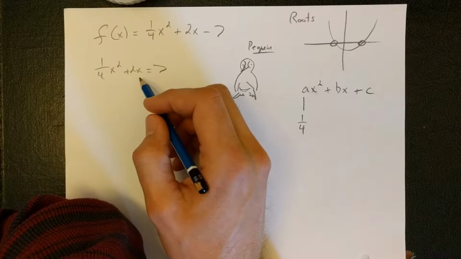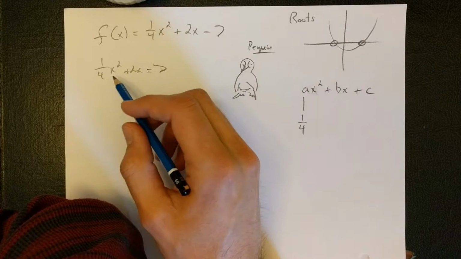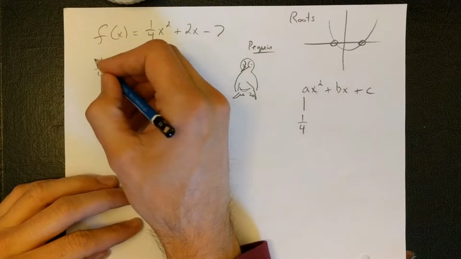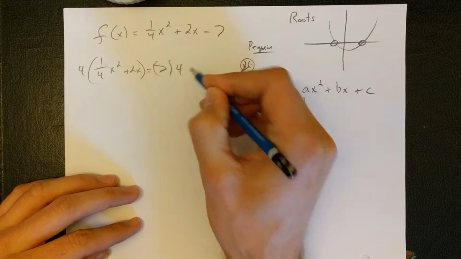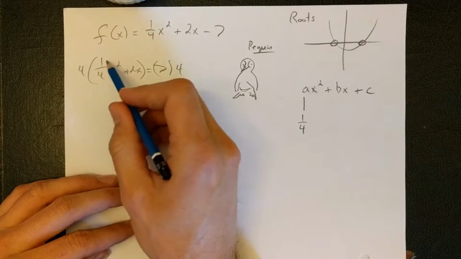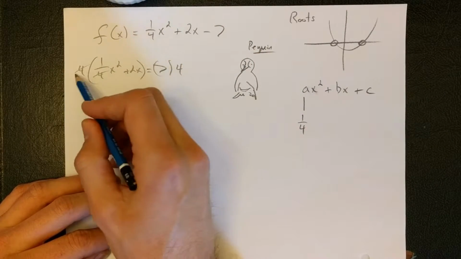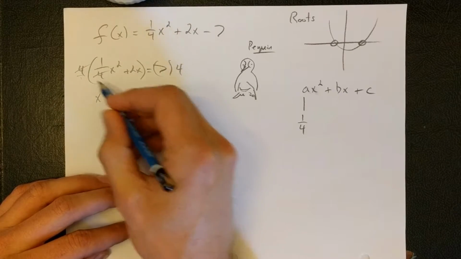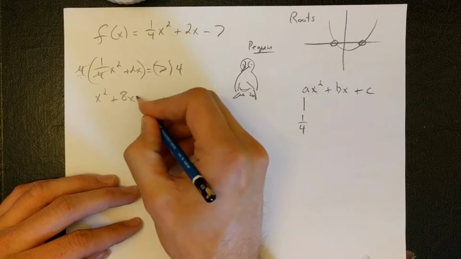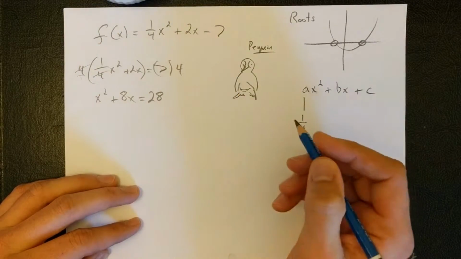So now we can divide both sides by 1 over 4. But the equivalent to doing that is just to multiply both sides by 4, which is a little bit easier. And really we're just doing this to make this a 1. So if we multiply this, it's really 4 over 1, right? So we just get 1, we have x squared plus, and then 4 times 2 is 8x equals 28.